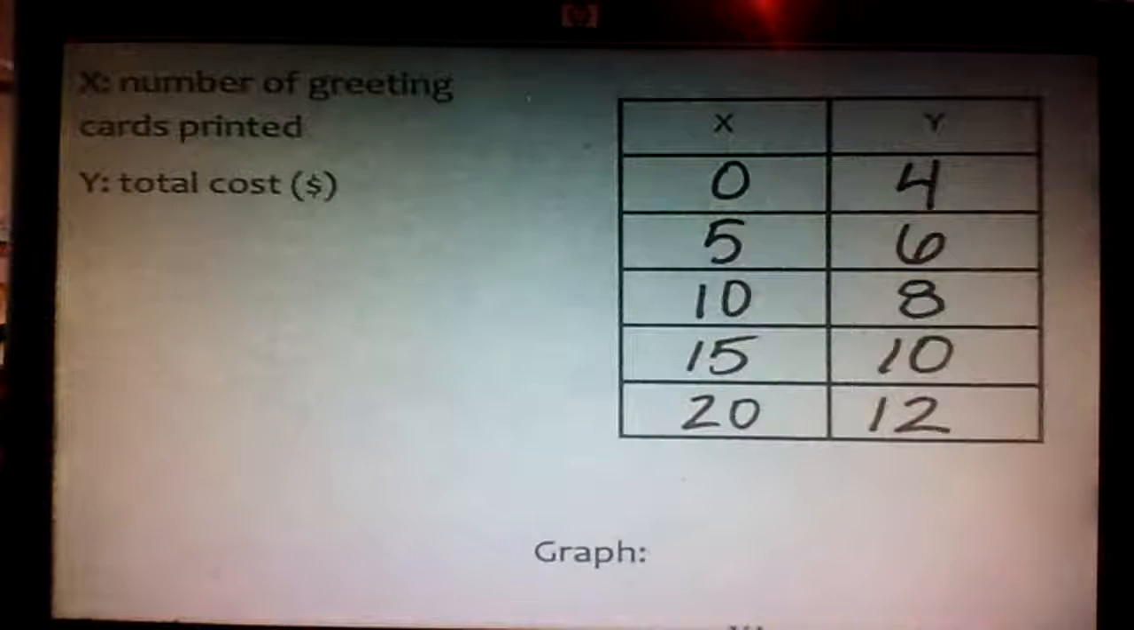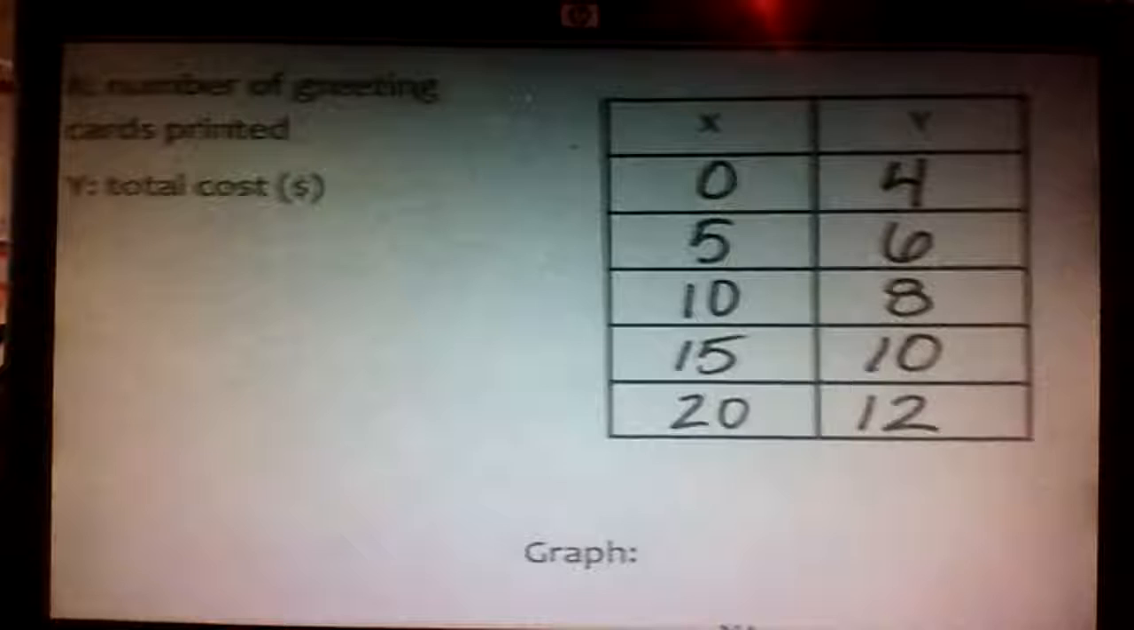These glue in on pages 45 and 46. My bad. 45 and 46. Cut it in half again.